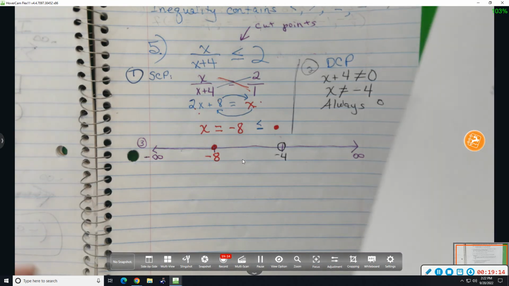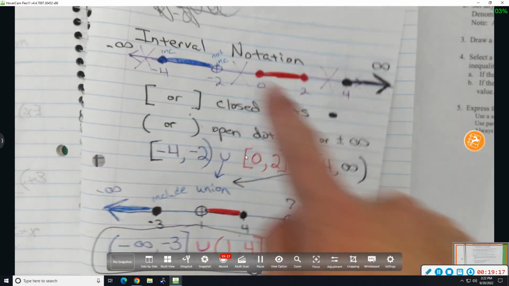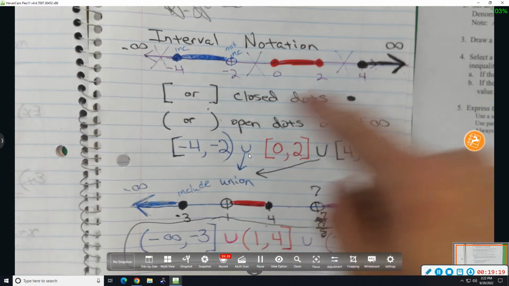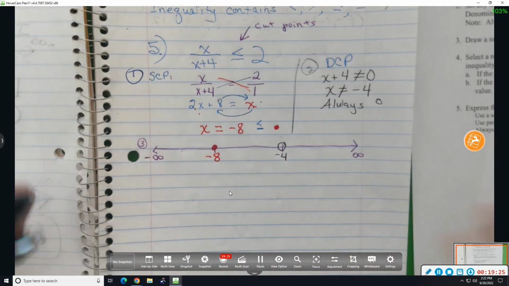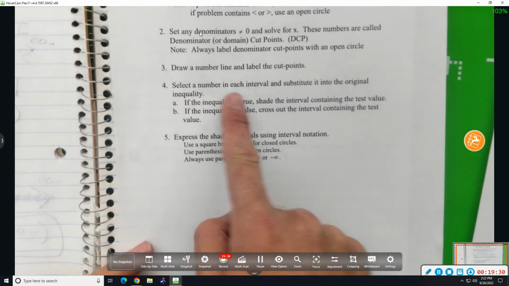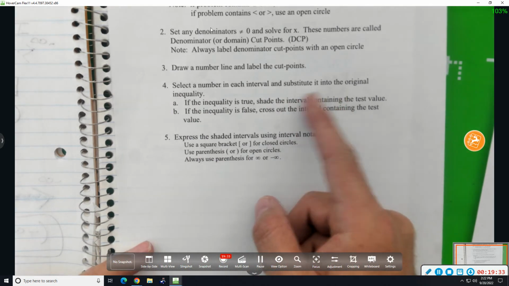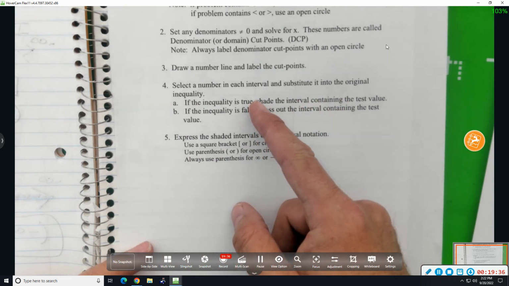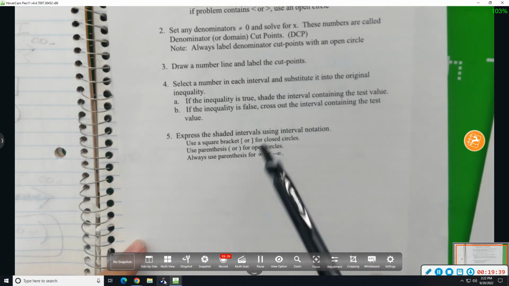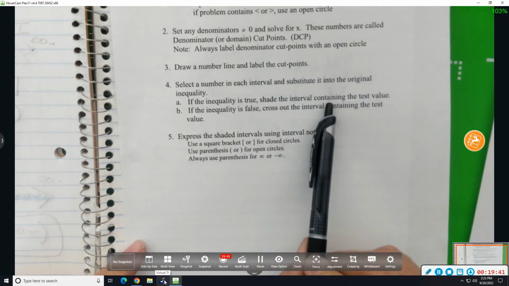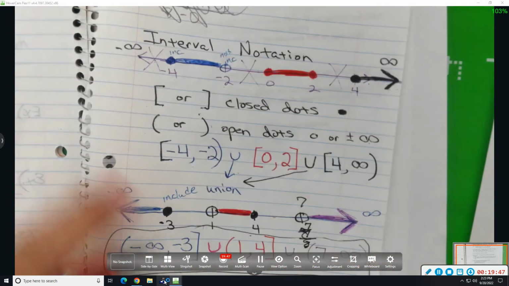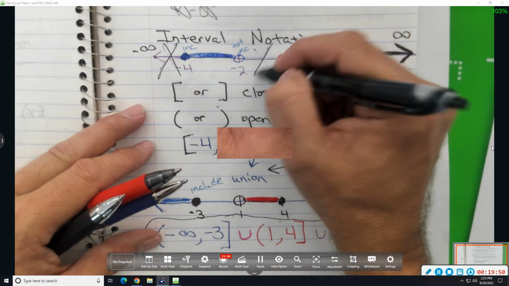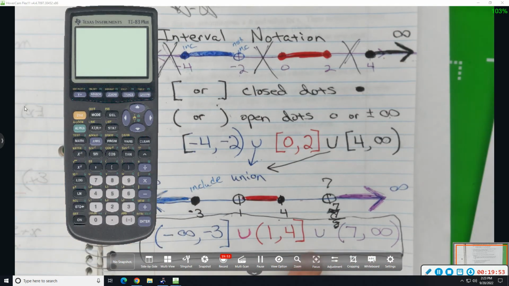Now, it's starting to look like what we have over here. The number line drawn, and we have some numbers with open and closed circles. Let's try to figure out which regions to shade. That's what step 4 tells you. Select a number in each interval and substitute it into the original inequality. When you plug it in there, if you get a true statement, shade the interval. If you get a false statement, we cross them out. So our graphs will actually look like this. Big X's through the intervals.